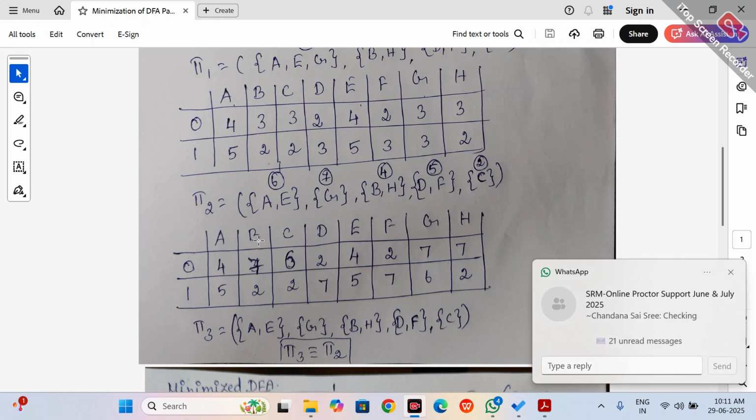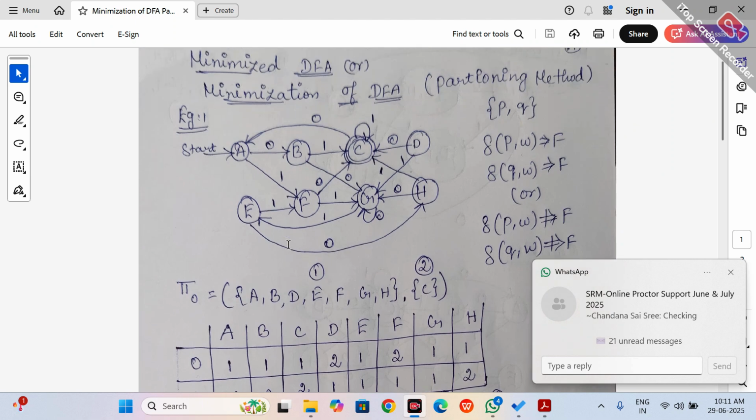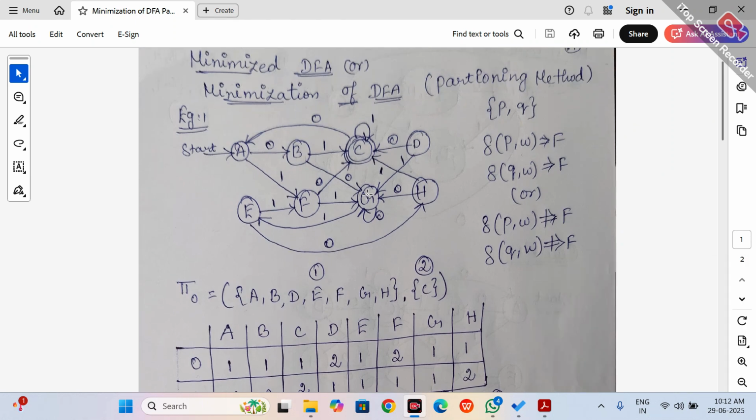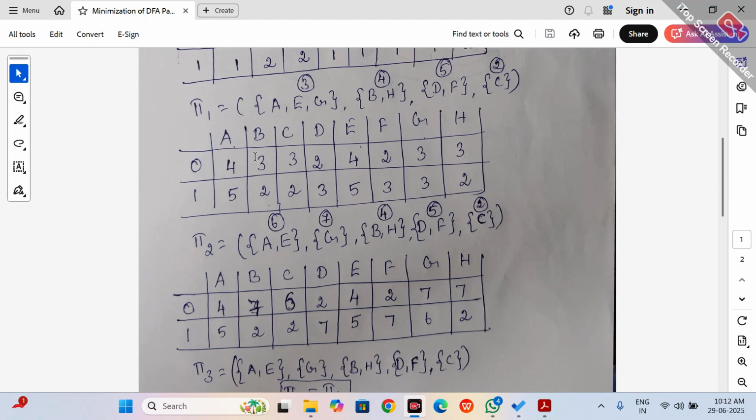Now for state B, the input 0 goes to G, and 1 goes to C. For input 0, it goes to G. G is in the third group. And the input 1 goes to the final state, that is C. It is in group 2.